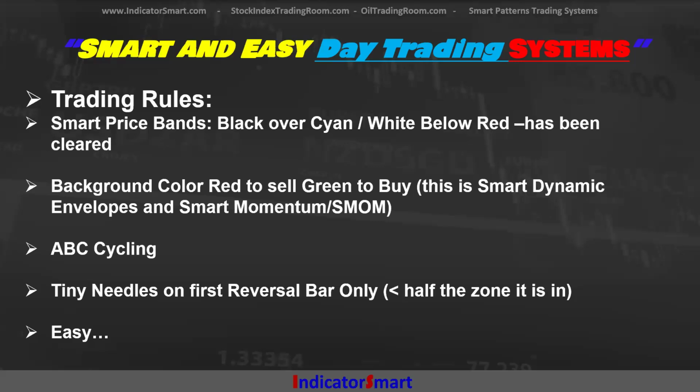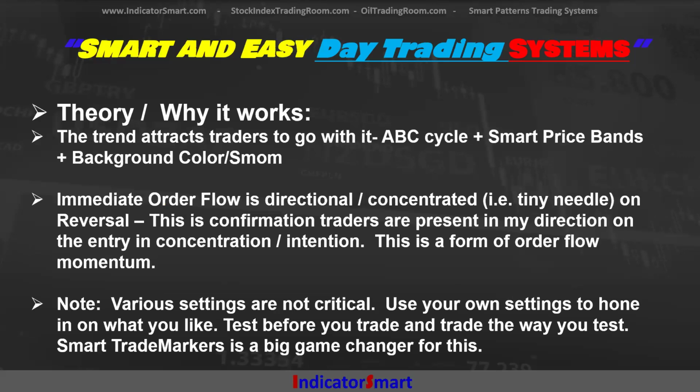You're going to see that on the chart, red to sell, green to buy. And if ABC cycling, it's like where the price is going higher, ABC going higher. You could call it 1, 2, 3 cycling if you wanted to, and I'll discuss that a little bit more. And then tiny needles on the trap trader oscillator on the first reversal bar. Now, what's a tiny needle? It's less than half the zone, so I'm going to show you that too. Super easy. And we're going to do this in the E-mini S&P futures, okay?